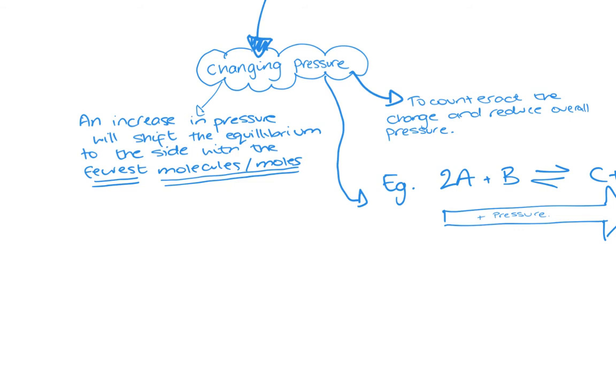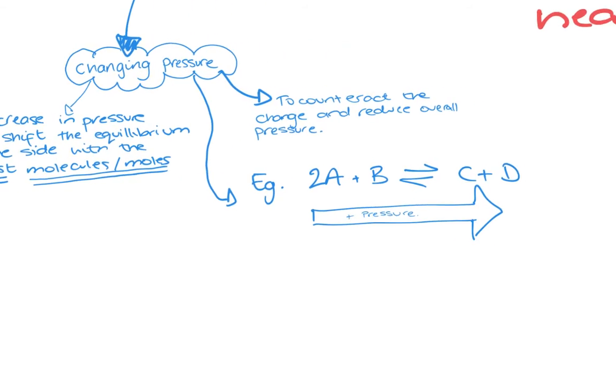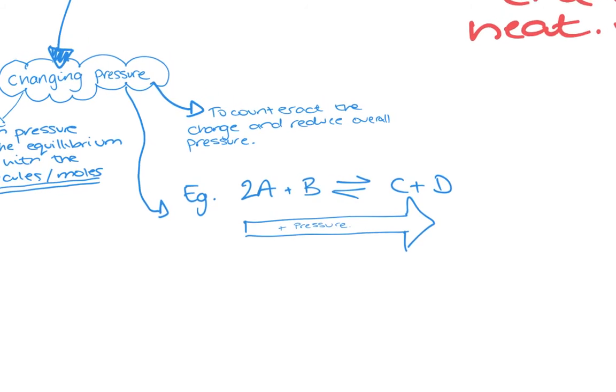So an increase in pressure shifts the equilibrium to the side with the fewest molecules and moles, and that is to counteract and reduce the overall pressure. So if we look at the diagram that I have got on the screen in front of you, on the left-hand side, you've got two lots of A plus B, and that leads to C and D.